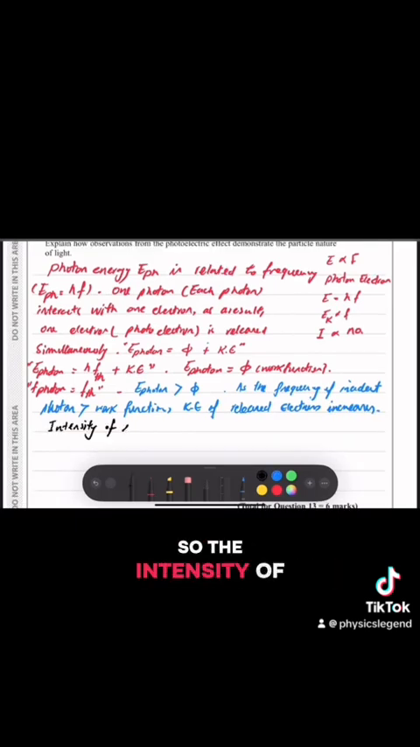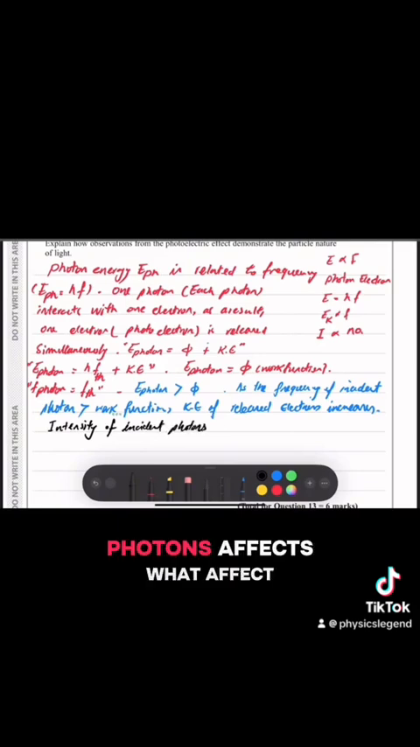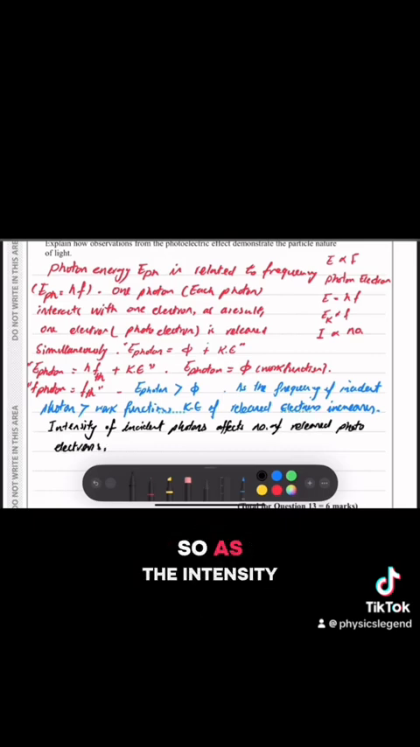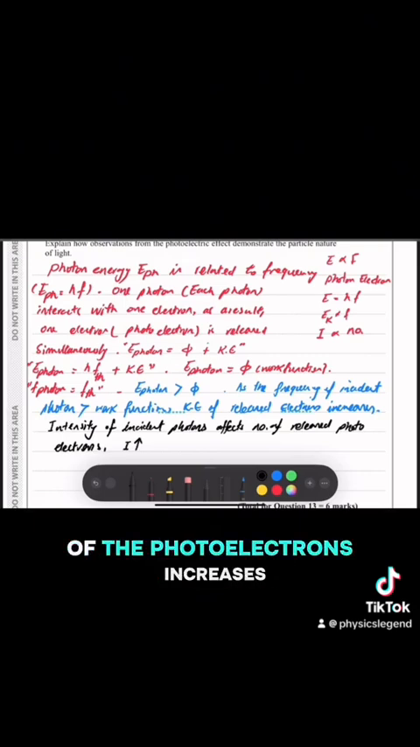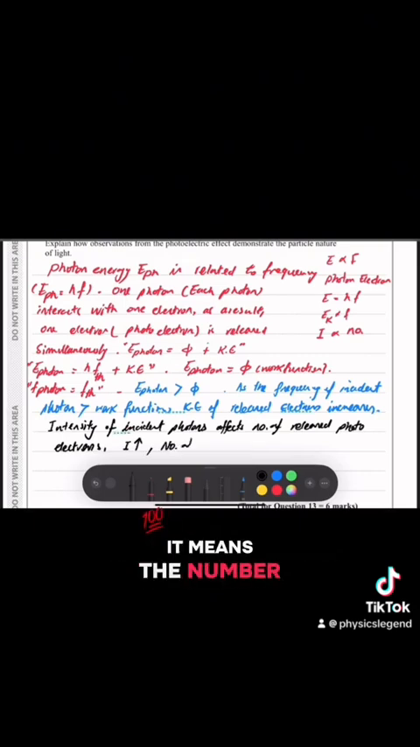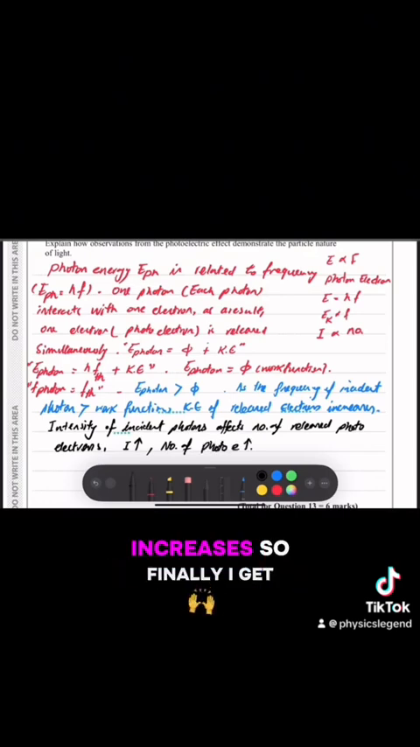So the intensity of the incident photons affects what? It affects the number of released photoelectrons. So as the intensity of the incident photons increases, it means the number of the photoelectrons increases. So finally I get 6 marks.